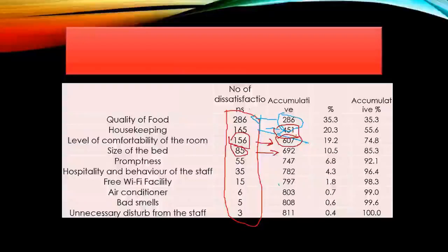Finally, you will get 800 level. It is equal to sigma f. Don't forget it. Okay. The third step.